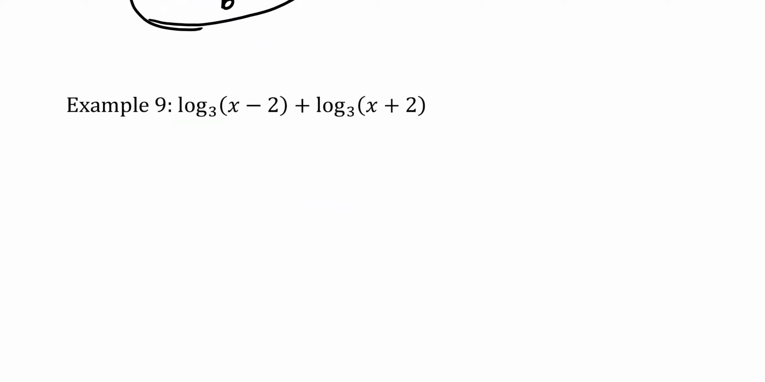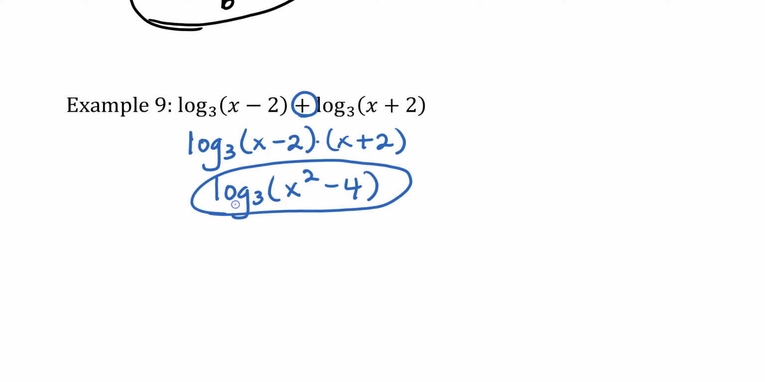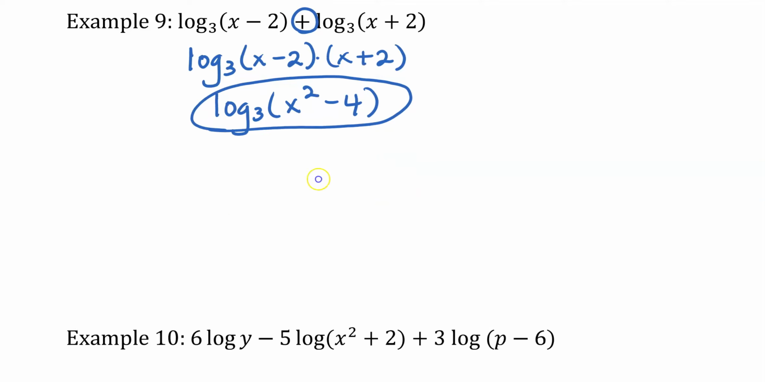In example 9, there are no coefficients to send up to the exponents. Both of these logarithms have a coefficient of 1 and they are added together. So we will begin with the product rule. We use the product rule when we have addition between our logarithms. So we have log base 3 of the product of those two factors, x minus 2 and x plus 2, which now we will multiply together. Foiling that out, we have log base 3 of x squared minus 4. And we have condensed those two logarithms down to a single log.